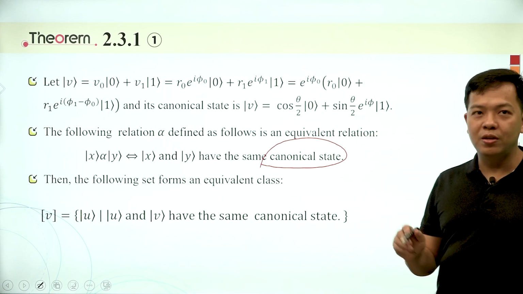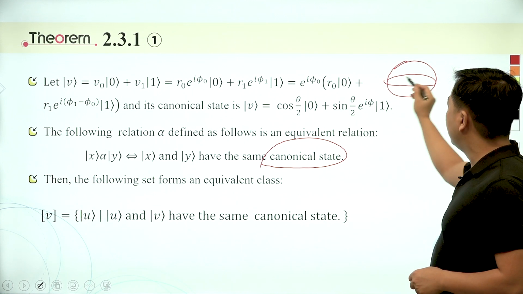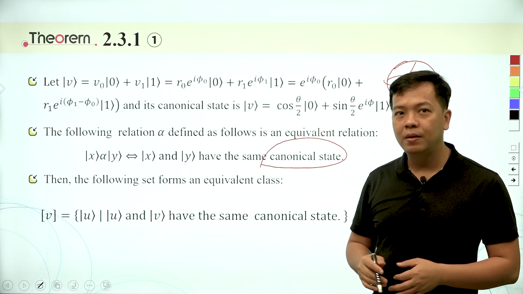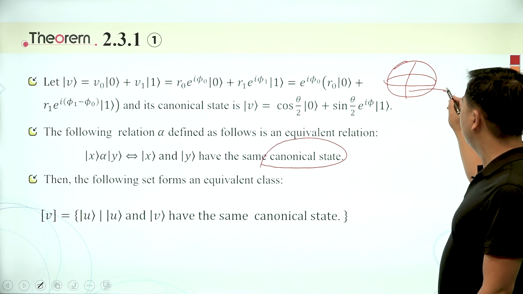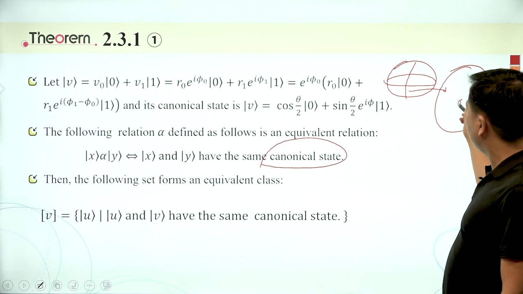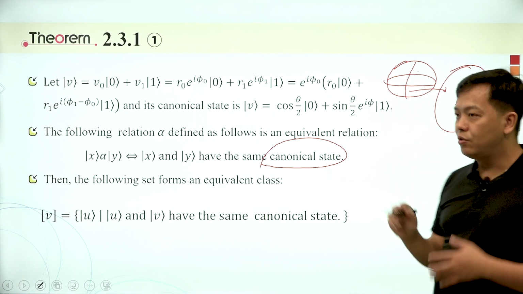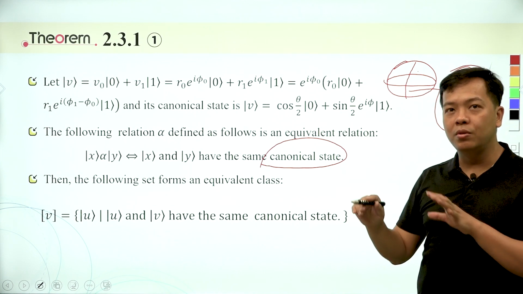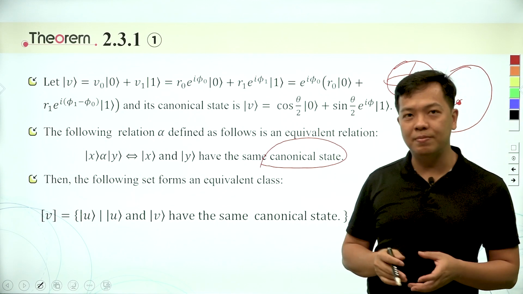I will make a visual example like this. This is the quantum sphere, so we have 3 dimensions. What is a canonical state? A canonical state means you can transfer to 2 dimensions. If two vectors in 3 dimensions are transferred to 2 dimensions and have the same position, that means they have the same state.